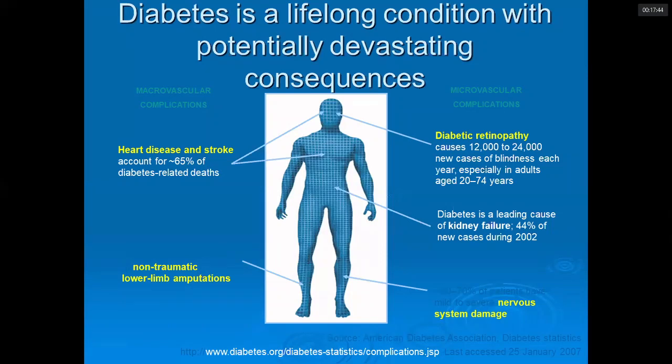This is maybe the same as the previous slide, but in a different way. Diabetes is a lifelong condition with potentially developing consequences. Heart disease and stroke account for 65% of diabetes-related deaths. Non-traumatic lower limb amputation, okay? Nervous system damage and diabetic retinopathy. And diabetes is the leading cause of kidney failure, 44% of new cases during 2002.